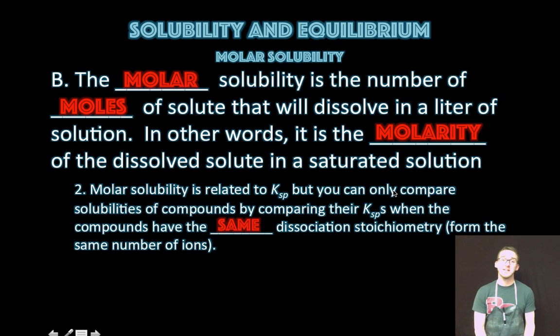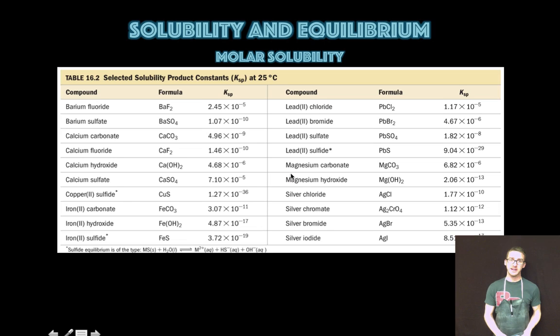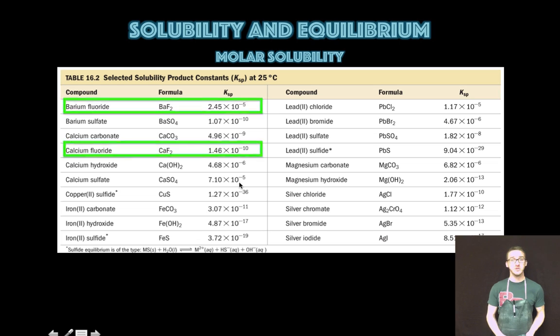Lastly, recognize that although molar solubility and KSP are related, you can only compare solubilities of compounds by comparing their KSPs when the compounds have the same dissociation stoichiometry. Again, this takes some practice, but simply recognize if you're looking at a table of slightly soluble salts, you could totally use the KSPs to compare solubilities of, say, barium fluoride and calcium fluoride, because they each dissociate into 3 ions. I could tell that the barium fluoride is more soluble than the calcium fluoride, directly from the KSP values.